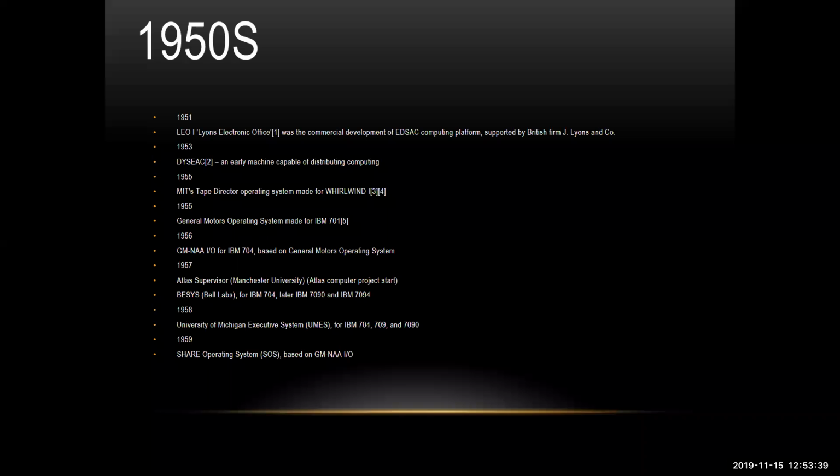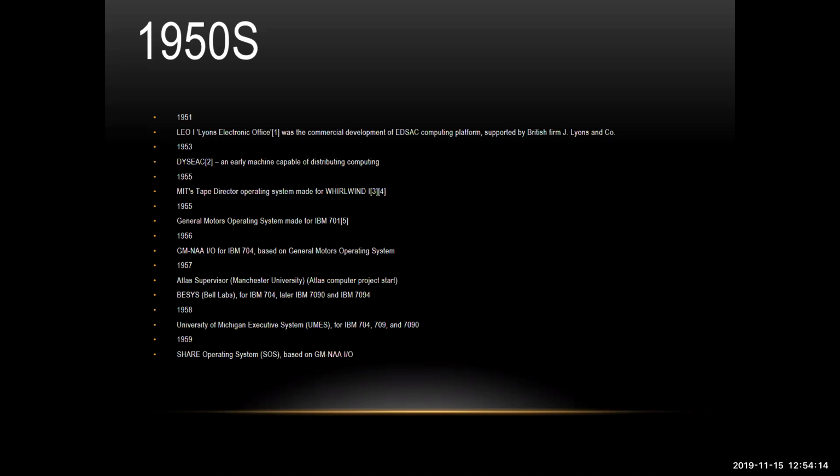And 1956, we had GM-NAA I/O, the input output system of General Motors and North American Aviation. It was the first operating system for the IBM 704. And then 1957, we had Atlas Supervisor and BESYS from Bell Labs for the IBM 704 as well, and then later on the IBM 1790 and then IBM 1794.